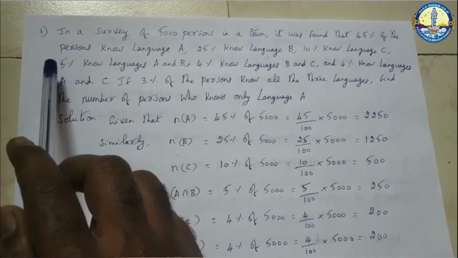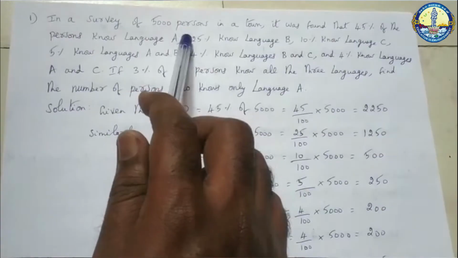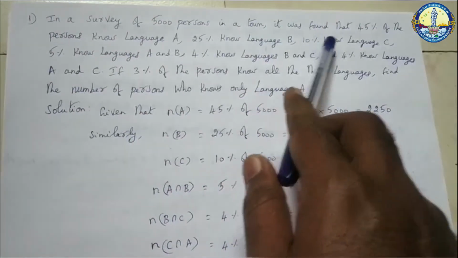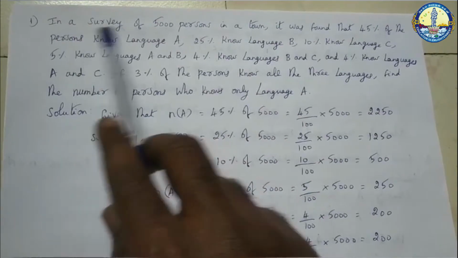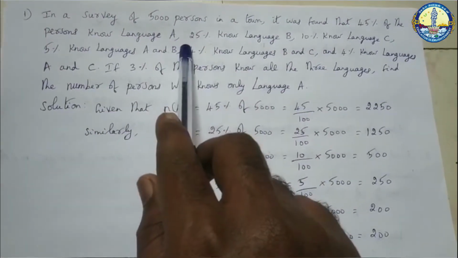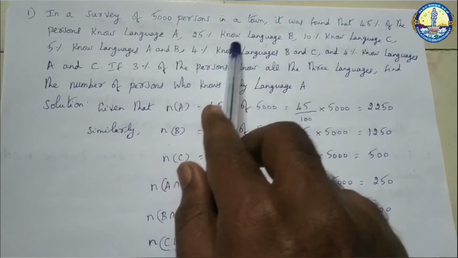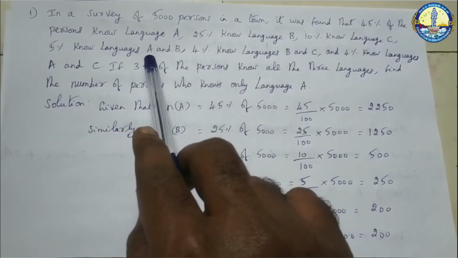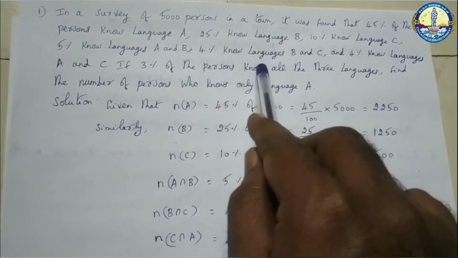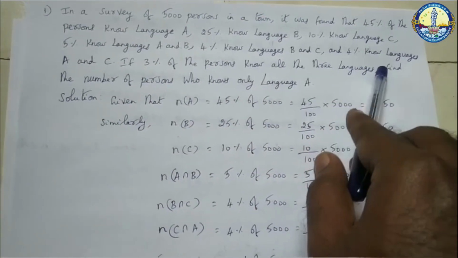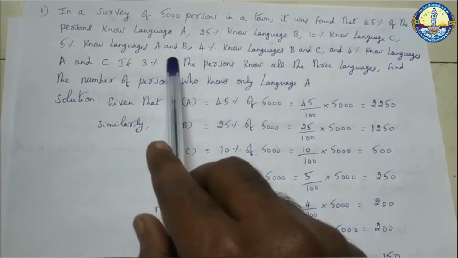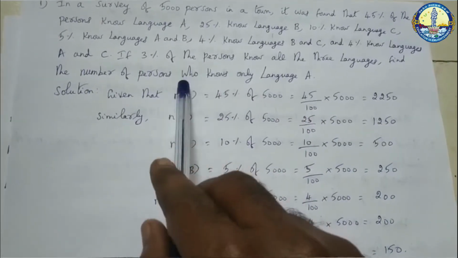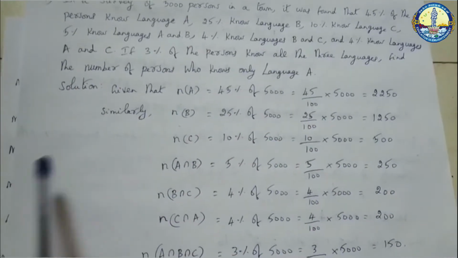Okay. So the first problem is, in a survey of 5,000 persons in a town. Okay, so there are 5,000 persons in a town. It was found that 45% of the persons know language A, 25% know language B, 10% know language C, 5% know languages A and B, 4% know languages B and C, 4% know languages A and C. If 3% of the persons know all the three languages, find the number of persons who know only language A.